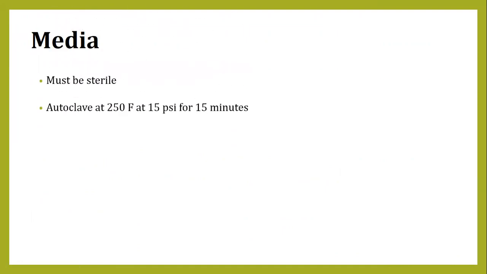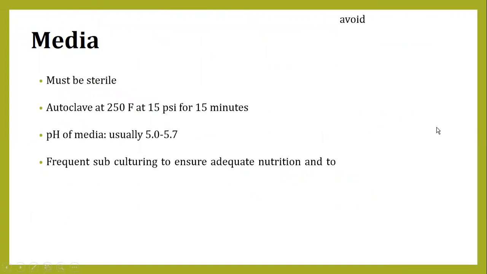Now, media. The media should be sterile. And how can it be sterile? It can be sterilized by autoclaving it at 250 degrees Fahrenheit, which is 121 degrees Celsius, at 15 psi for 15 minutes. The pH of the media is usually acidic, that is 5 to 5.7, and frequent subculturing can also be done to avoid the buildup of waste metabolites.